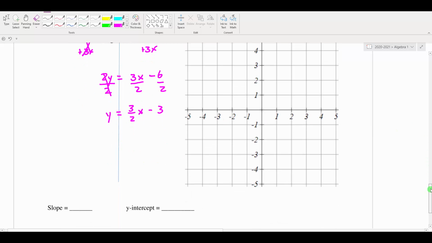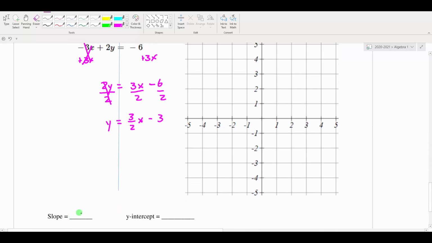But they're asking us some other questions here. All right, they want to know what the slope is. So if you recall, we learned about this format for a line, y equals mx plus b. And if you notice, when we solve for y, we actually got into this form, y equals mx plus b. Right, so the slope is represented by m, it's the number in front of x. Well, here it is, 3 over 2. Right, so I've got my slope.